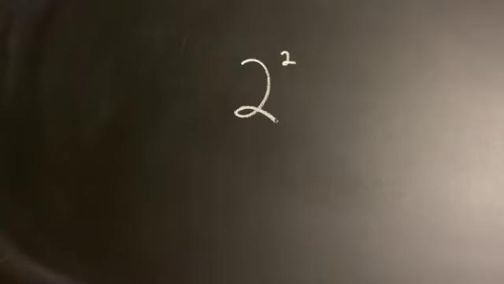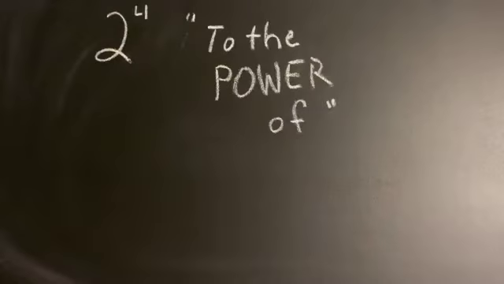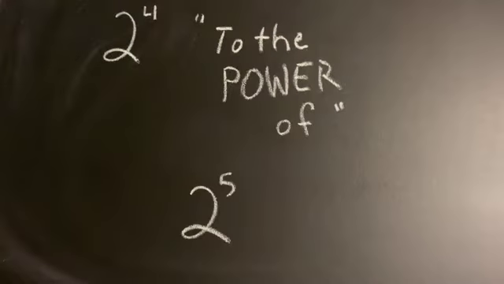When there is an exponent of 2, it's read as squared. When there's an exponent of 3, it's read as cubed. And any larger exponents are read as to the power of, like 2 to the 4th power, or 2 to the 5th power, 4 to the 6th power, etc.